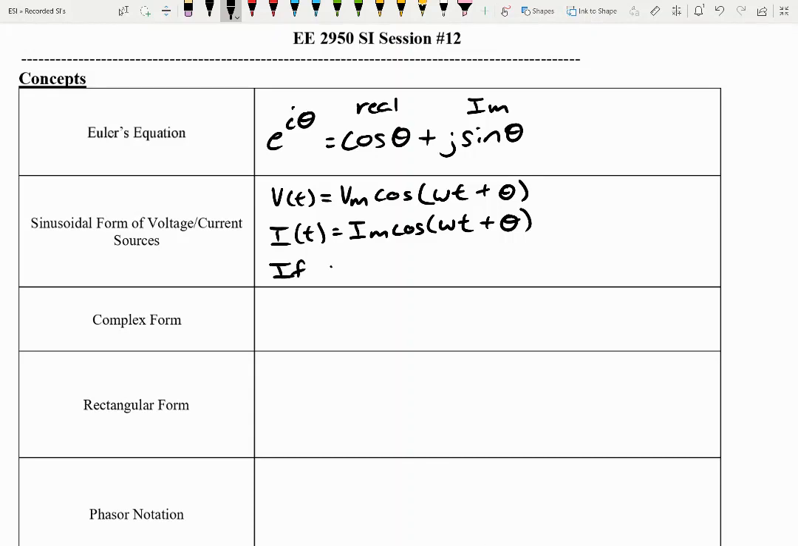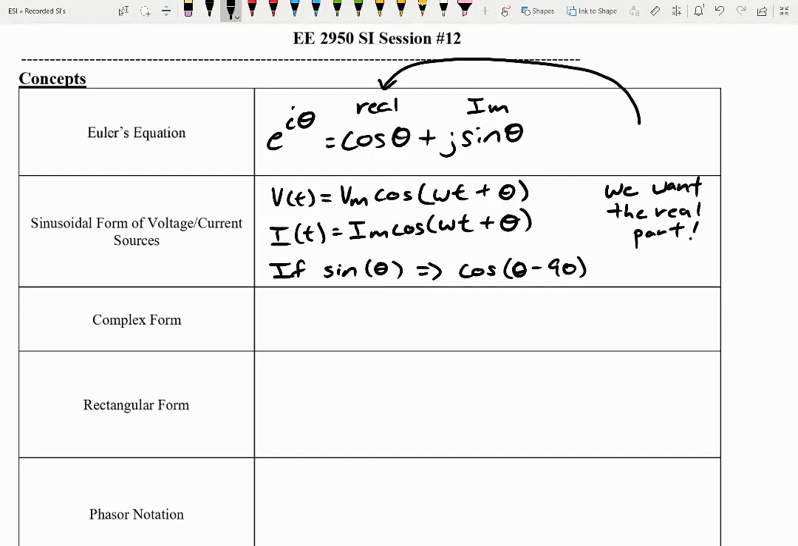If we have sine θ, we turn it into cosine(θ − 90 degrees). We want the real parts, and like we said, the real part is cosine, so we want this value to be cosine.